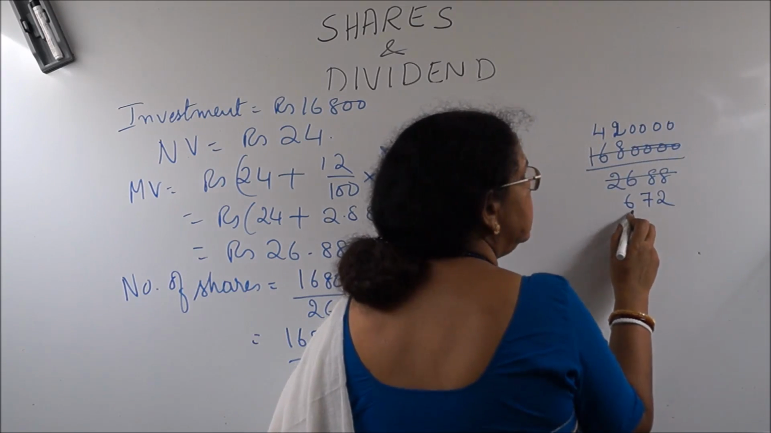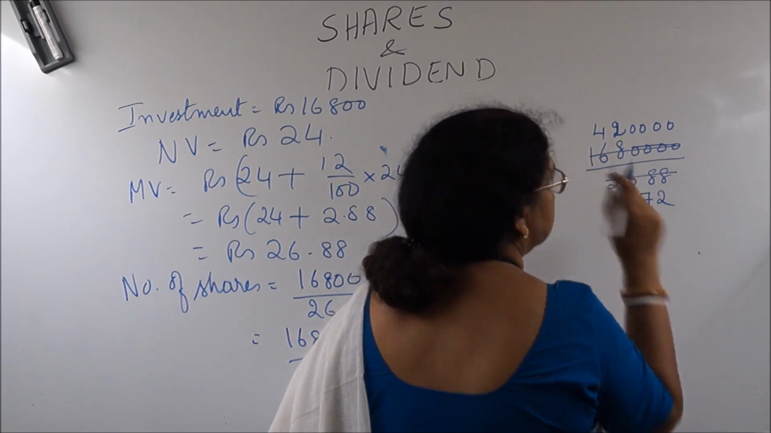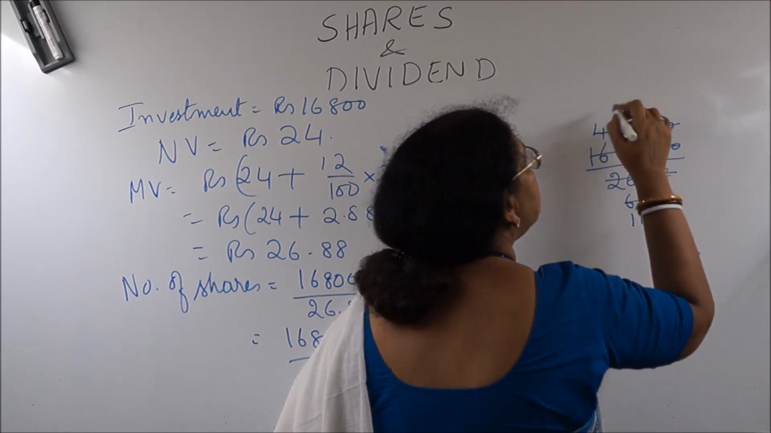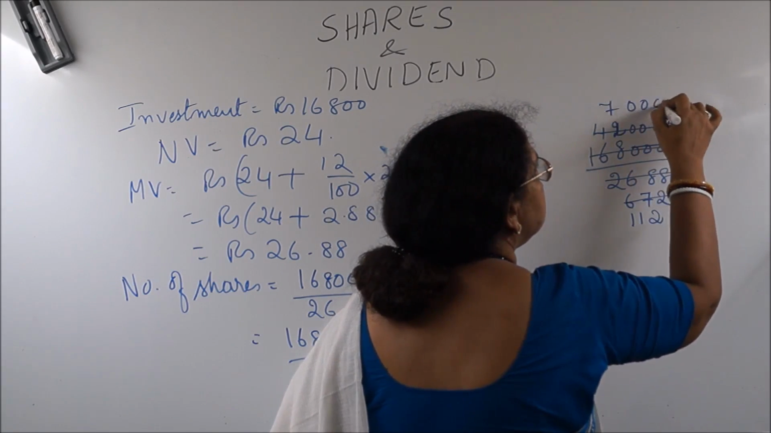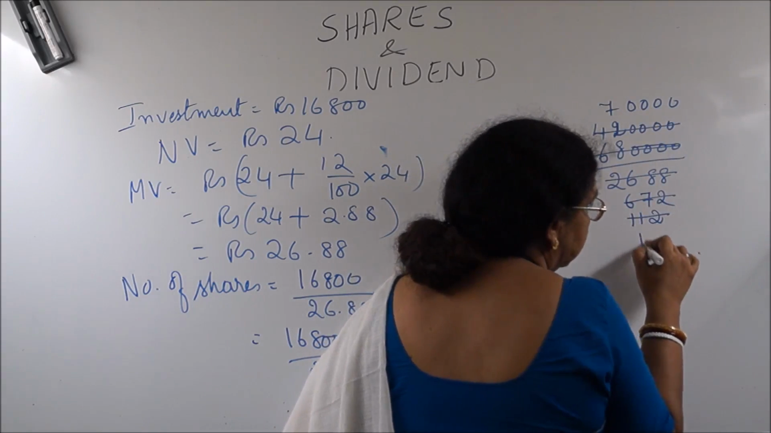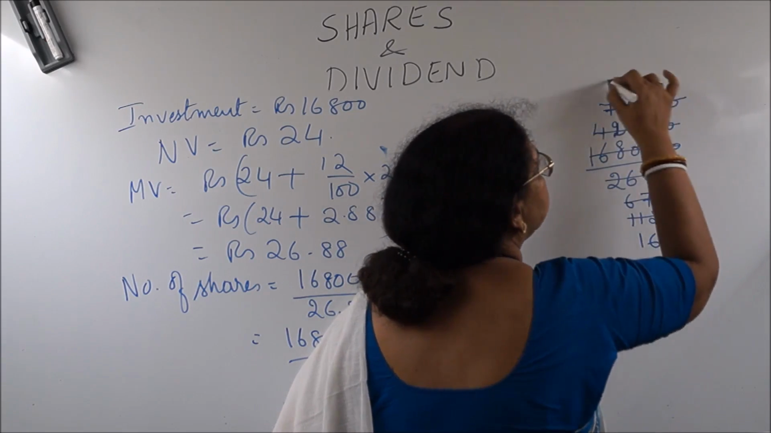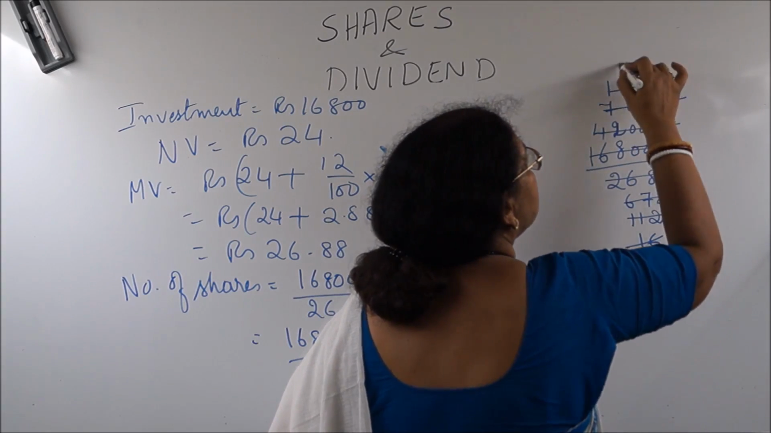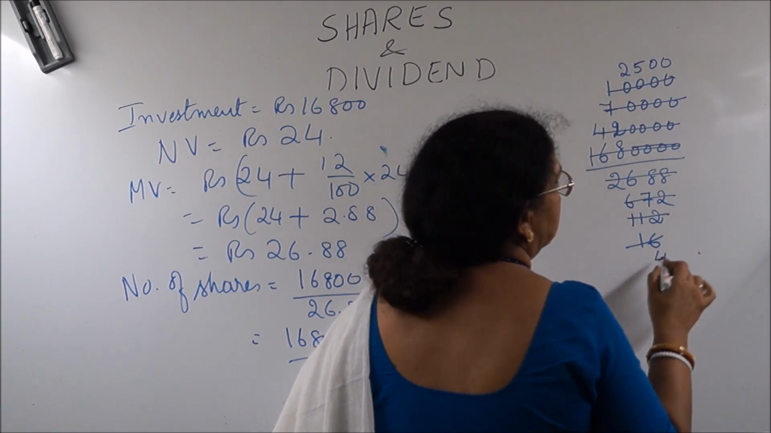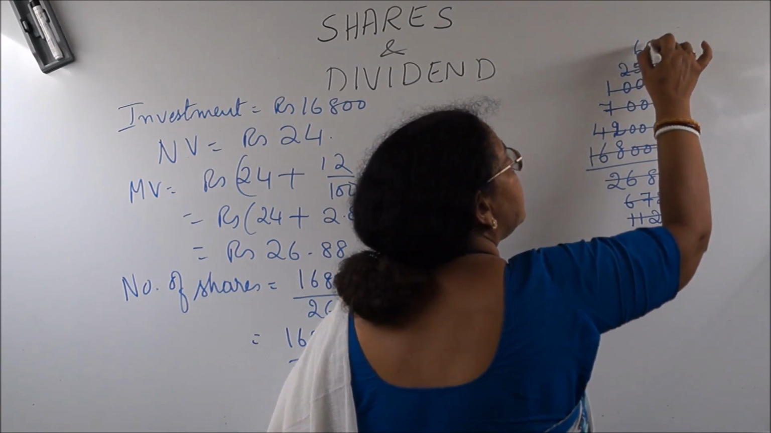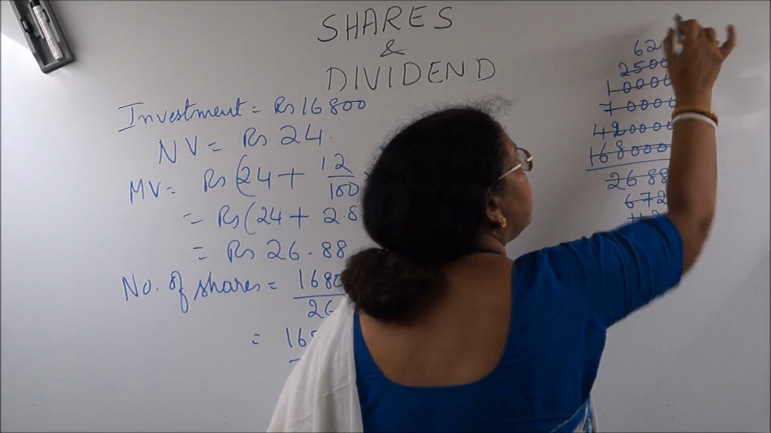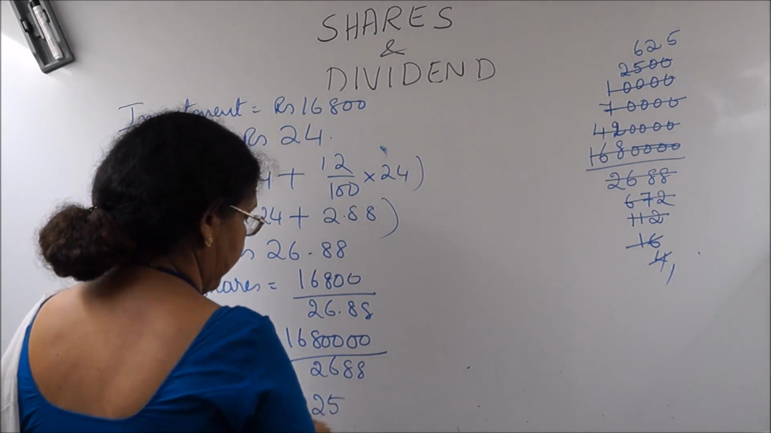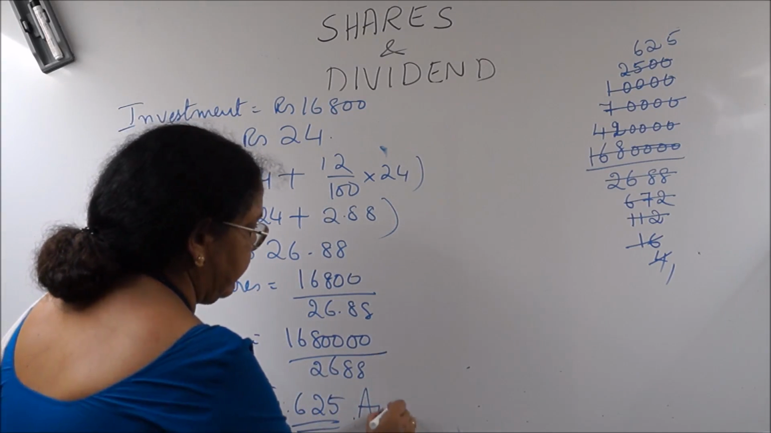Now let us try 6. 6 6s are, yes. So 6 1s are 6, again 6 1s are 6, 6 2s are 12. Here 6 7s are 42, 0 0 0 0. Now 7 times, 7 1s are 7, 7 6s are 42, 1 0 0 0 0. Now 4 25s are 100, 0 0. Now again 4 6s are 24, 4 2s are 8, 4 5s are 20. So the number of shares is 625. So that is our first answer.